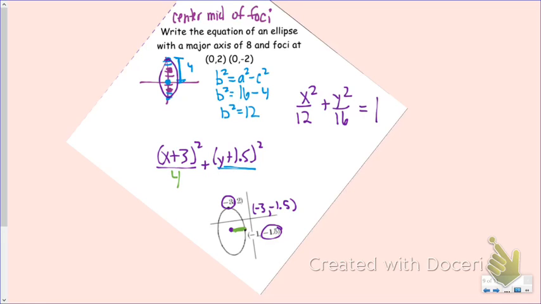Vertically, I went a distance from negative 1.5 up to 2. So I moved a distance of 3.5. So I would go ahead and do 3.5 squared, which is 12.25. If you want to leave it as 3.5 squared, that's fine as well. And this whole thing is equal to 1. And there's your equation. All right guys, so that's it for ellipse.